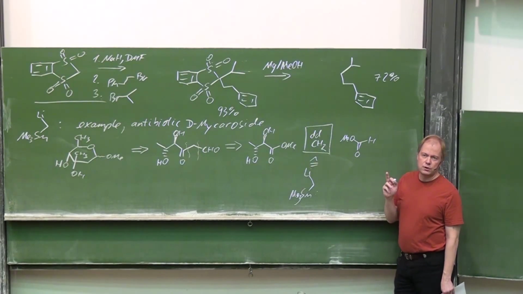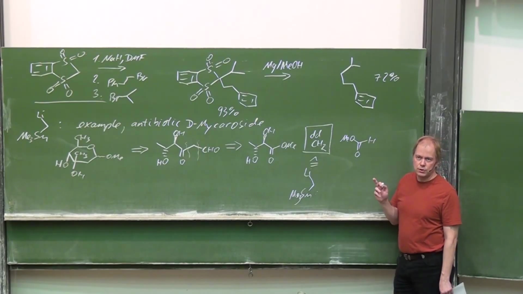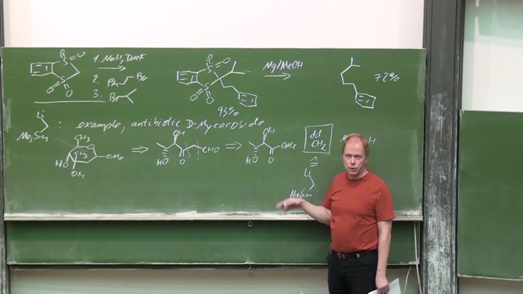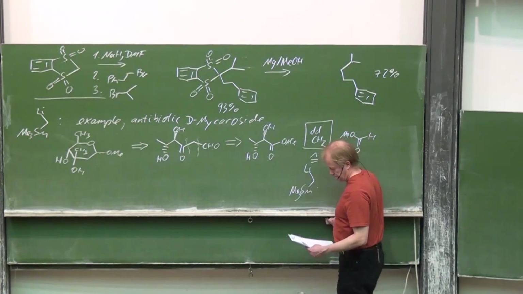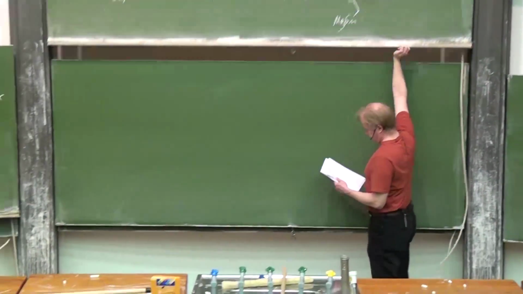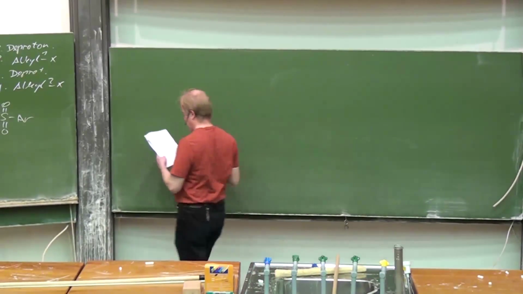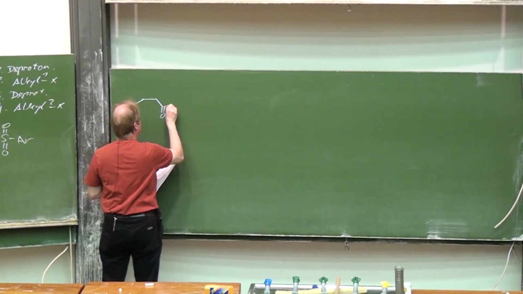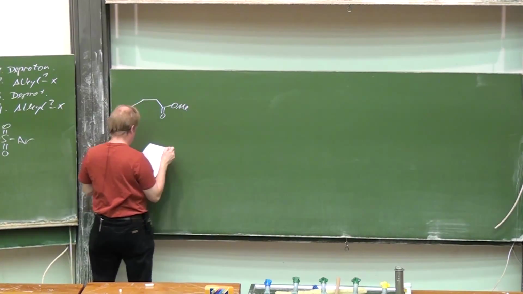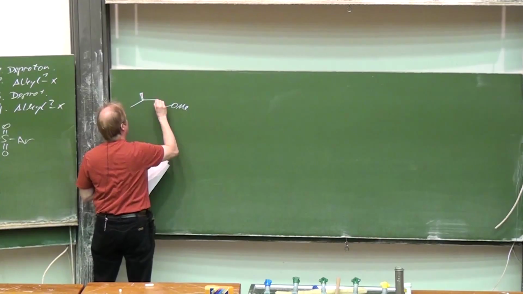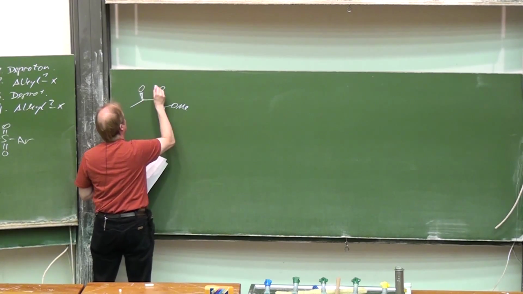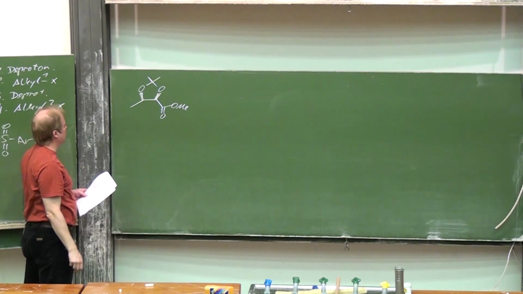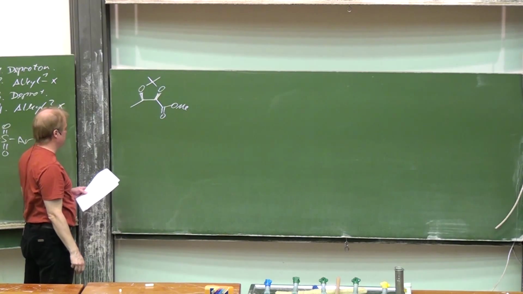And as it turned out, this is a nice synthetic equivalent for this synthon for that combination. Of course, you need protecting groups. You can't start with the alcohols, but no problem. Well, then, our starting material is this ester and the diol protected as that acetal with acetone.